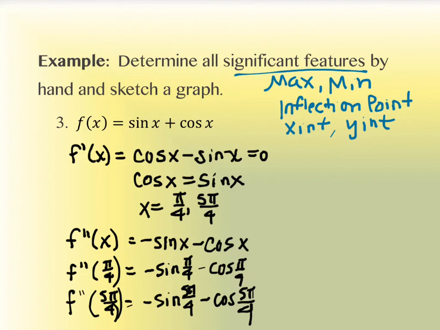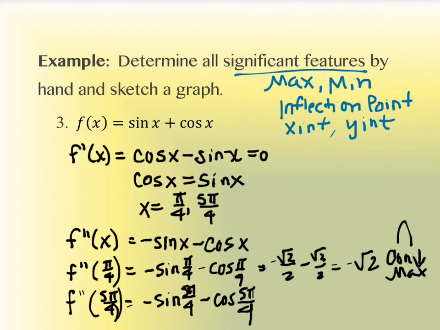All right, so what is the sine of pi over 4? Root 2 over 2. And the cosine of pi over 4? Root 2 over 2. And they're both now negative because they've got subtraction signs on both of them. So this is negative root 2 over 2 minus root 2 over 2. And if you simplify it, that's negative root 2. The important question, though, is it positive or negative? It's negative. A second derivative that's negative means what? Maximum. It's concave down, looks like that, means we have a maximum. So the value at pi over 4 is a maximum value. Let's do the other one real quick.